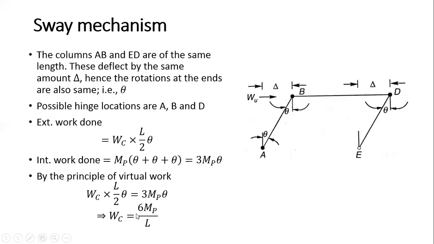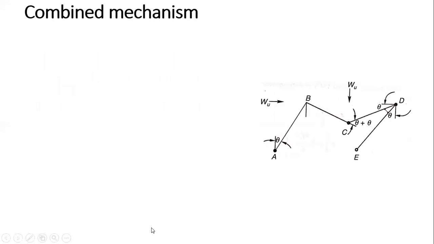In the beam mechanism, we got the WC as 8 MP by L. Here it is 6 MP by L. Next, we have to consider the combined mechanism.